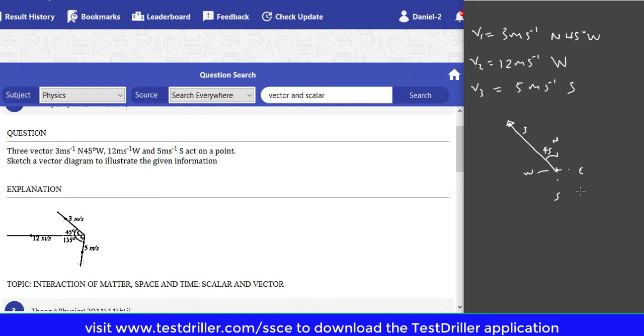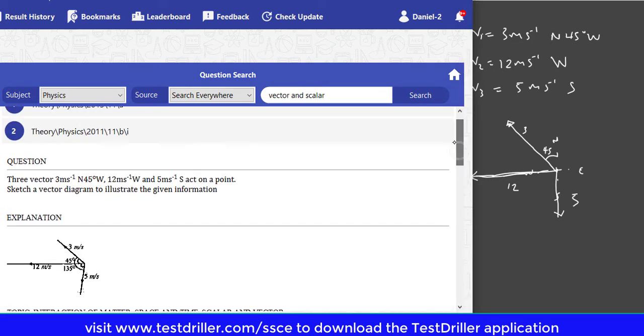Then for the second vector, we have 12 meters per second west. So that's due west. So 12 is going to be as long as this, much longer, but we don't have enough space. So this is 12 meters per second, and the third is south, and that's 5 meters per second south. So that would be something like this. So we've sketched the three vectors acting on a single point. So let's move on to the next question.